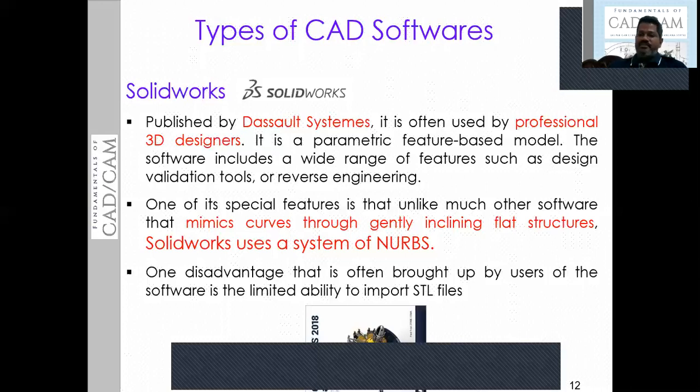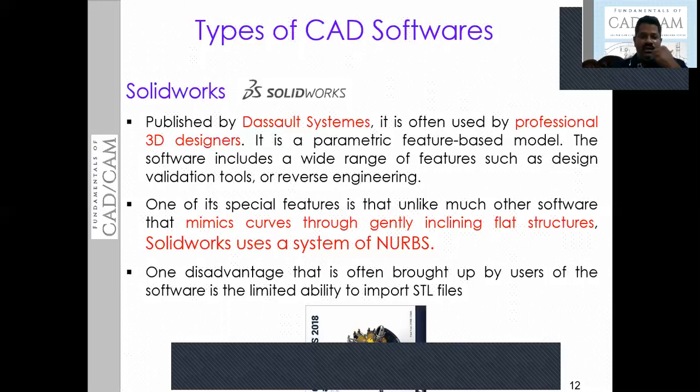Parametric feature-based model means you have a library in which some specific rules are there. To create one model, there are some specific rules, and those rules are adopted to create the model. That is called a parametric feature-based model. From the library you can pick up all those primitives or basic models, and predefined rules are used to create the solid model as per the requirement of the client or the user.